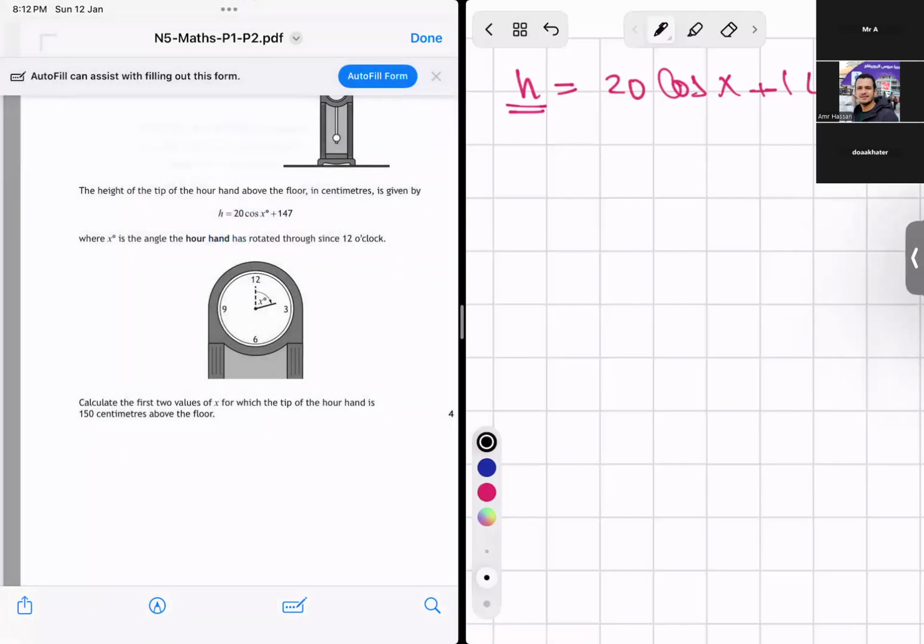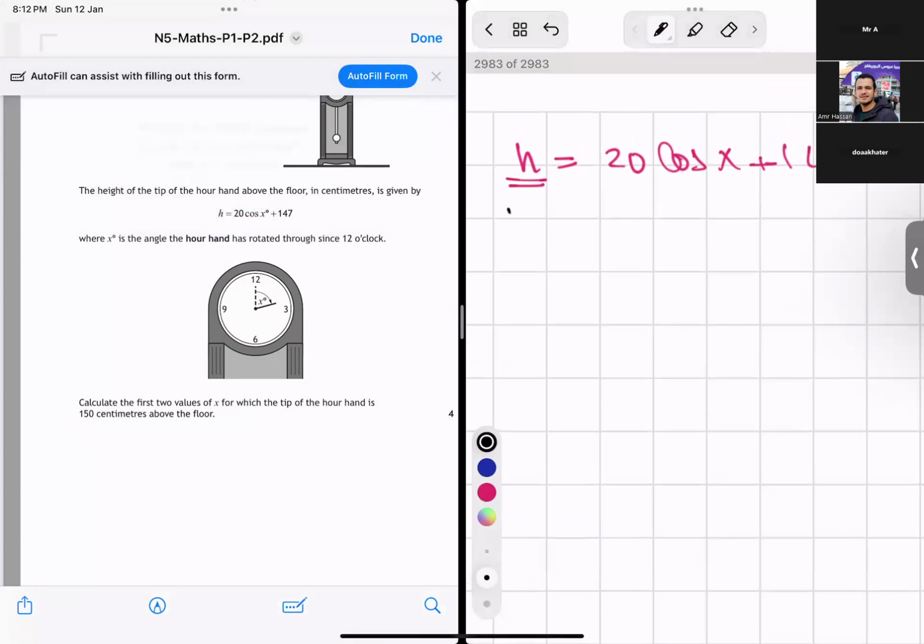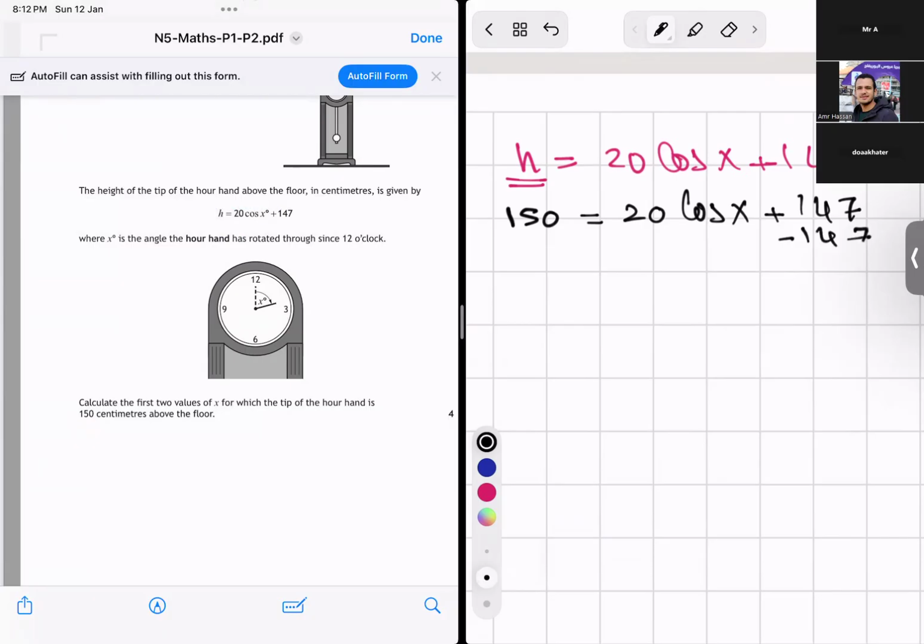So instead of writing this one, it could be replaced with 150, which equals 20 cosine x plus 147, right? I think I know how to do this one. Do you take away 147 each side? Yeah, right. So take away 147 from each side. So this one's going to be 3, which equals 20 cosine x, and then I need to divide the left-hand side. So cosine x equals 3 over 20, right?